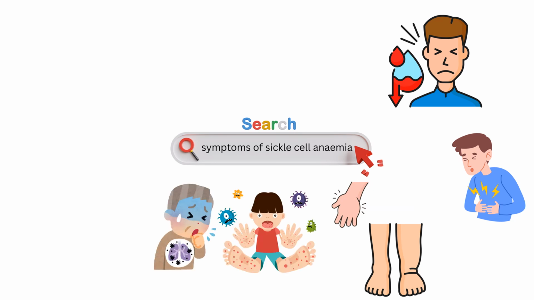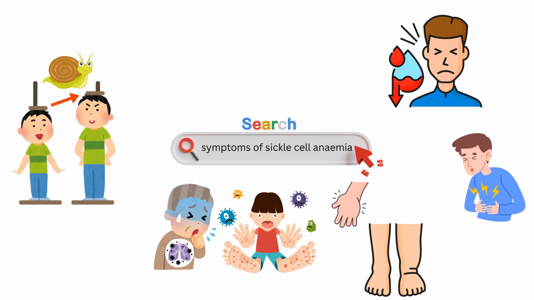Next, sickle cell anemia can cause frequent infections. The spleen is important for protecting against infections. Sickle cells can damage the spleen, raising the risk of developing infections. Babies and children with sickle cell anemia commonly receive vaccinations and antibiotics to prevent potentially life-threatening infections, such as pneumonia.